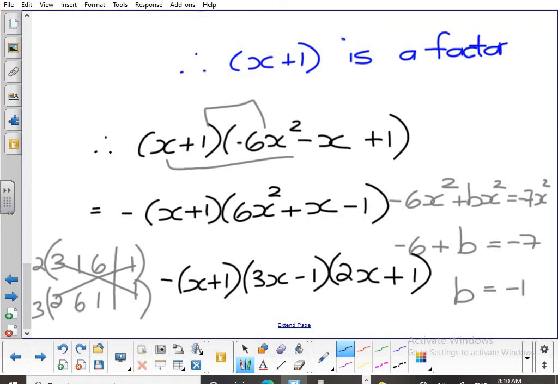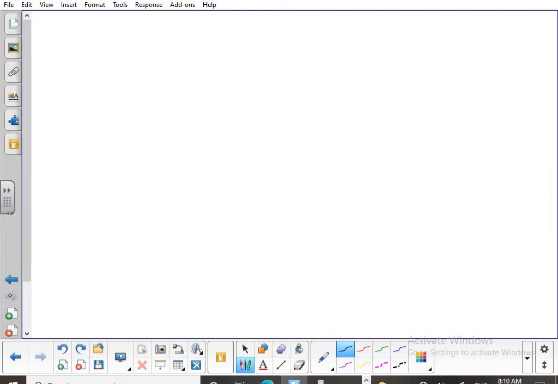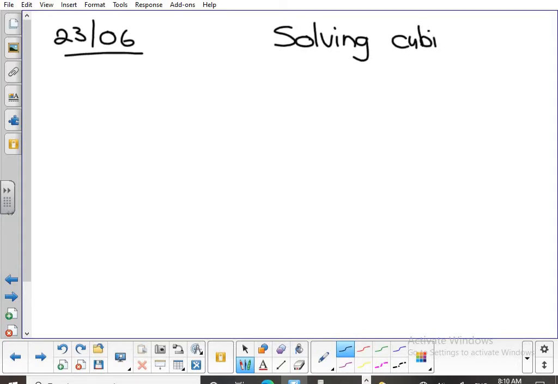Alright, ladies and gentlemen, hopefully by now you understand how to factorize these things. Now we're just going to do 2 or 3 to show you how to solve for x. So you can write today's date, which is the 23rd, 2306, and then you can just say: solving cubic functions.